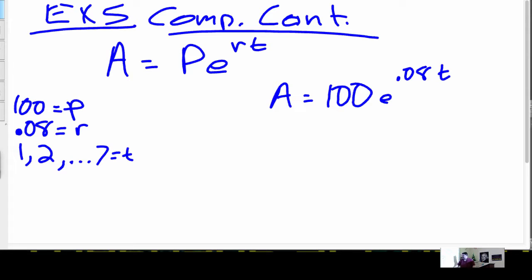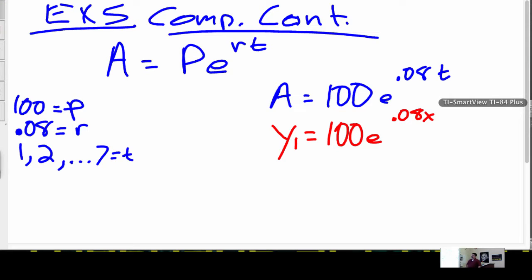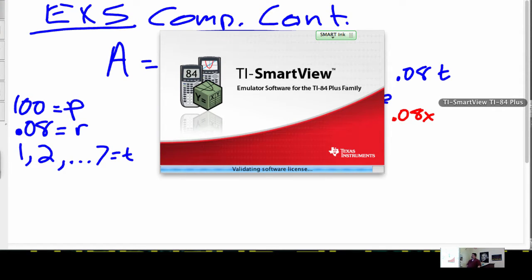The easiest way to do this is to put it in the graph. Now this is a perfect situation in which we would look at the table. Here we don't need to look at the graph. This is a perfect application for the table. So if I say 100 times e to the 0.08x, like that, and I plug that in my calculator, it'll give me all that information, okay? Now I closed it, so we have to wait for it to open.